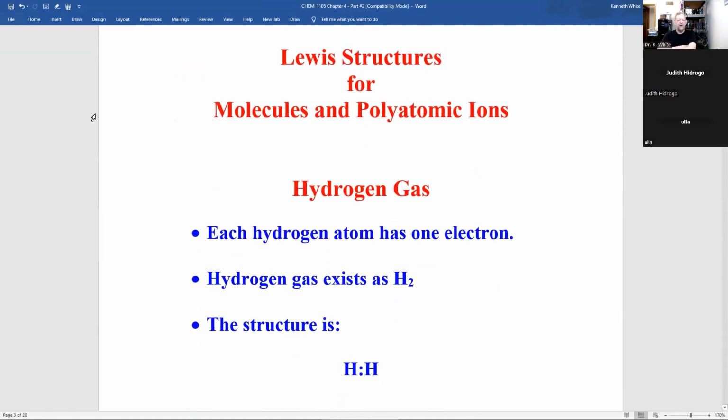Now, let's talk about Lewis structures for molecules and polyatomic ions in molecules. The first one we're going to deal with is, this is important, listen carefully, hydrogen gas, not the atoms, the gas. Each hydrogen atom has one valence electron, and hydrogen gas exists as H2. I've worked with hydrogen gas both in a laboratory and in a chemical plant. I ran reactions that I created or supervised where we put in 5,000 or 6,000 pounds of hydrogen gas. That's fun when you're at that scale.